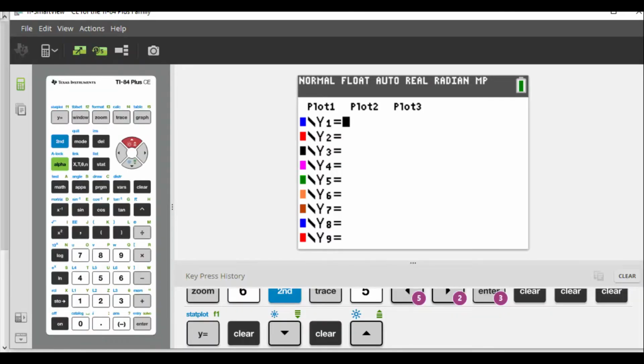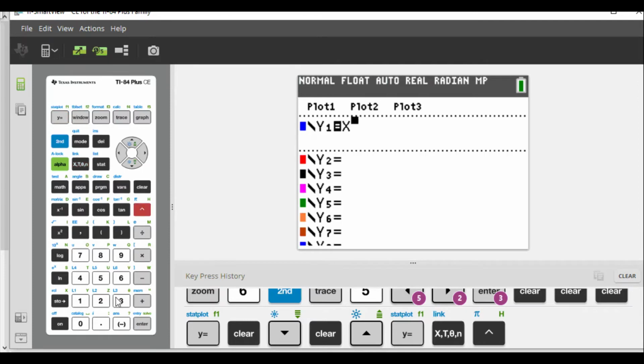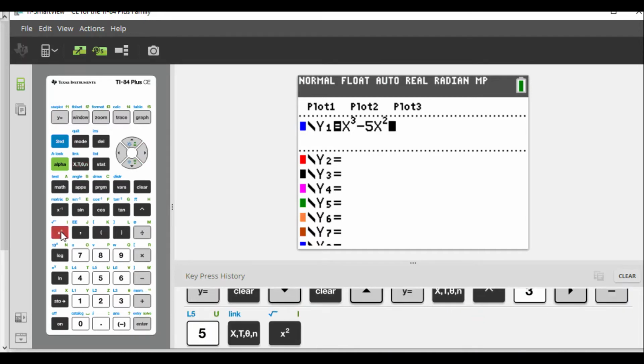Here's the graphing calculator, and go to y equals, I'm already there, and you're going to type in the equation x raised to the third minus 5x squared minus 9x plus 45.